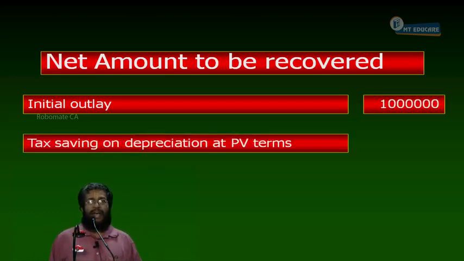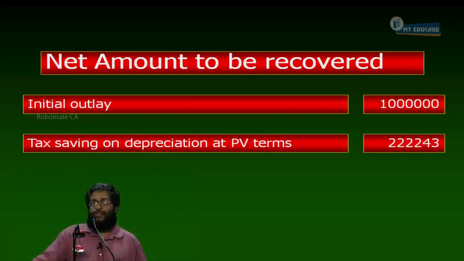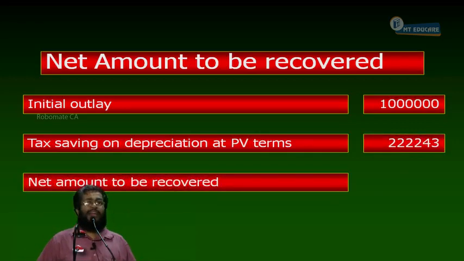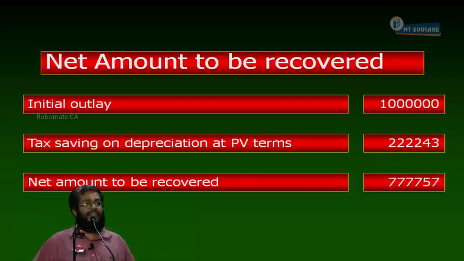Minus tax savings on depreciation at present value terms. You can also call it discounted tax savings on depreciation. Tell me what is the amount? 2,22,243. So what should be the net amount to be recovered? 7,77,757. Can I proceed or not? Step 2 is over. Step 3: Fixation of lease rental.